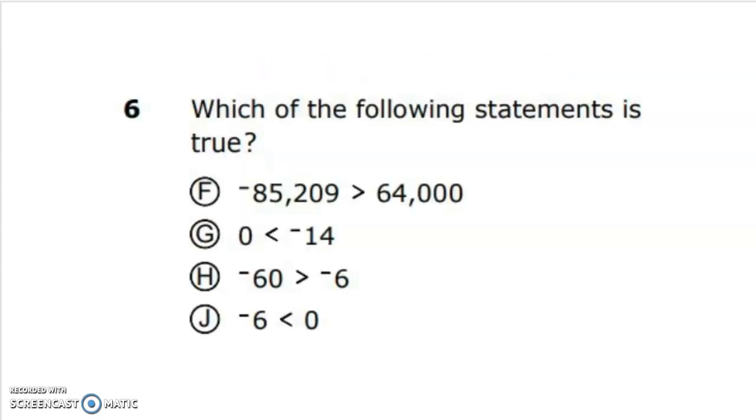Number 6. Which of the following statements is true? F. Negative 85,209 is greater than 64,000. G. 0 is less than negative 14. H. Negative 60 is greater than negative 6. J. Negative 6 is less than 0.